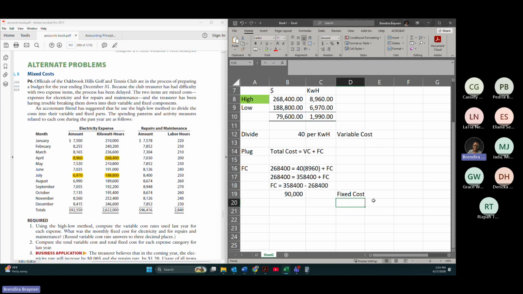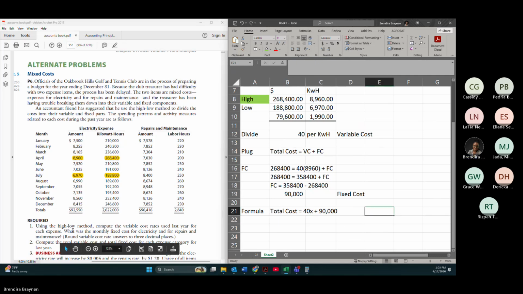So at the end, the main idea is you putting together a formula based on the same formula here. And so my formula is going to be my total cost equals variable cost, which I calculated to be 40 per kilowatt hour. So 40x, x is how many kilowatt hours, plus 90,000, which is my fixed cost. So in terms of what was the monthly fixed cost for electricity, the monthly fixed cost for electricity is $90,000. That's how we work that out.